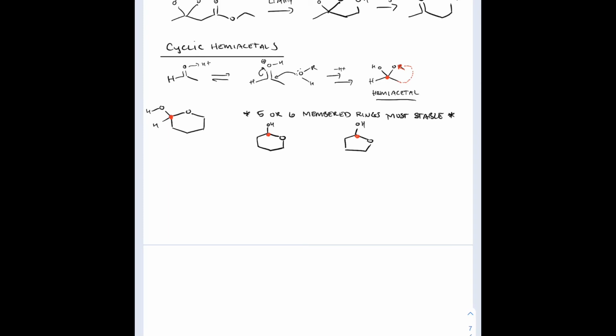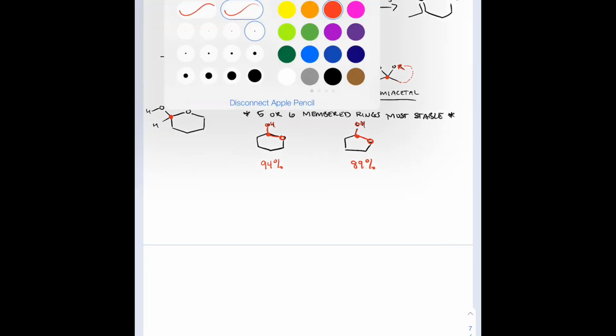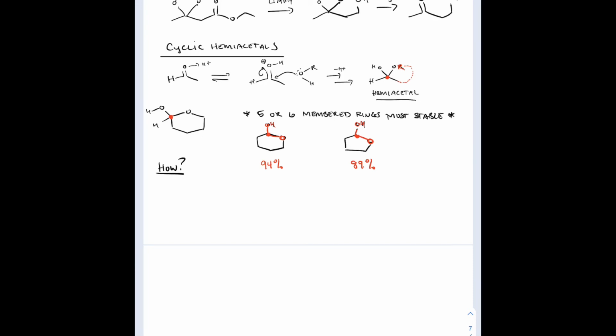So let's draw our cyclic hemiacetals. We've got the highlighted portions here just to show you where the hemiacetal carbon is, and also to point out how stable these are. 94% of the cyclic hemiacetal for the 6-membered ring and 89% of the hemiacetal for the 5-membered ring will form if you have, well, how? If you have something called a hydroxyaldehyde. That would mean we would have to have an aldehyde as well as an OH group in the same molecule, so it's going to be an intramolecular reaction. So what is that going to look like? This is an example of a hydroxyaldehyde, and if we count the carbons, we've got 1, 2, 3, 4, 5 carbons, and then that oxygen is the sixth member of that ring.